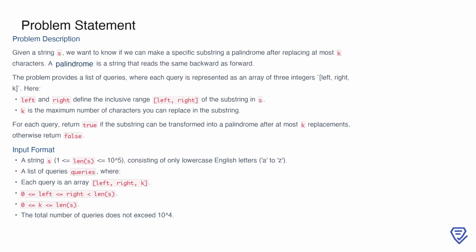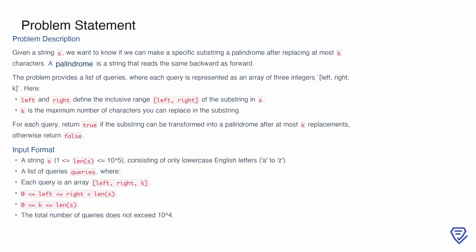In this problem, we are given a string S, and we need to determine if specific substrings within S can be transformed into palindromes. A palindrome is a sequence that reads the same backward as forward. To achieve this, we are allowed to replace at most k characters in the substring. Each query in the input specifies a substring via its inclusive range, left, right, and also provides the value of k, which limits the number of character replacements we can make.